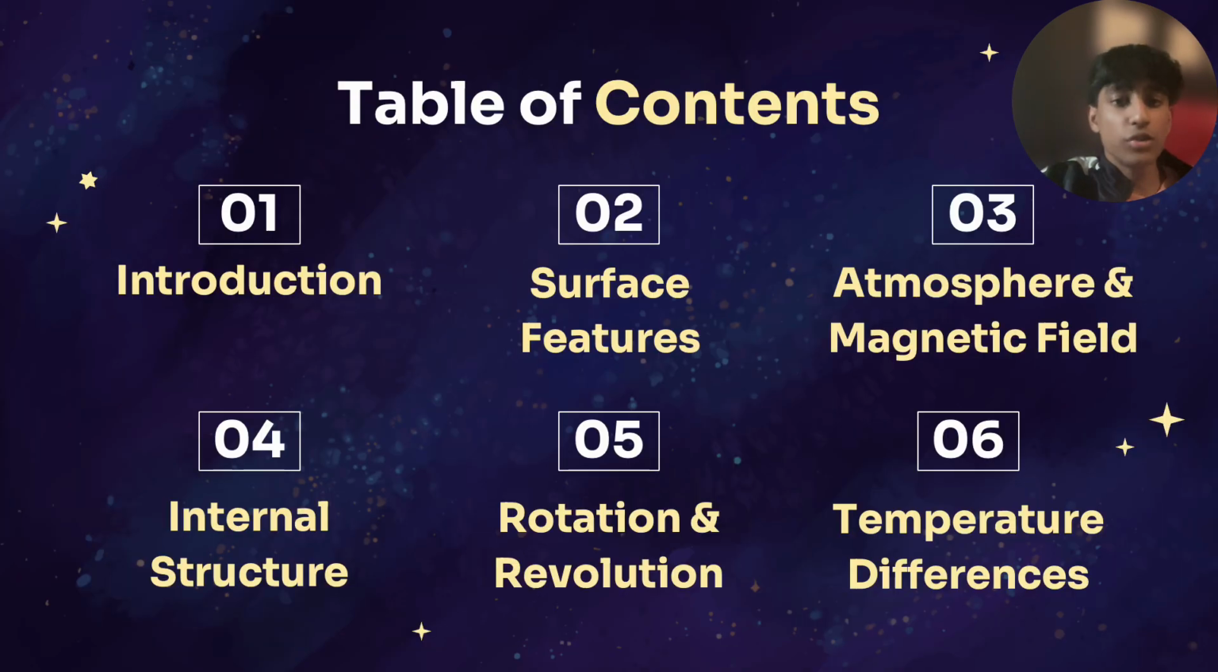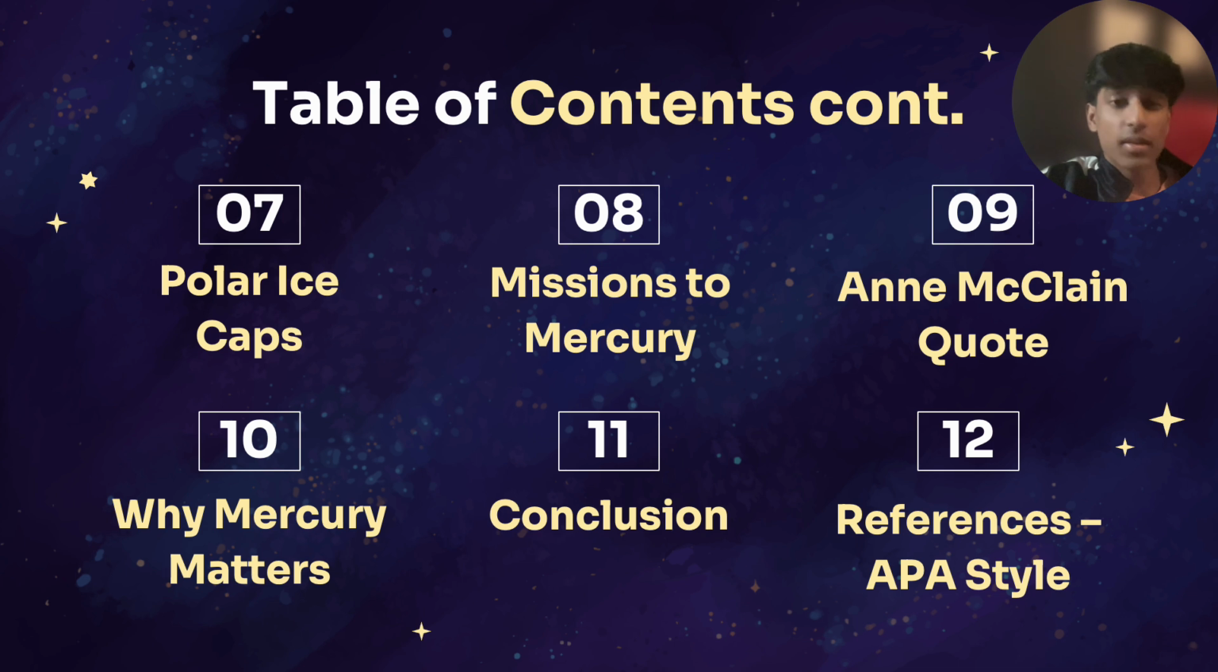I'll first introduce Mercury and explain what it is, and then I'll move on to surface features, atmosphere and magnetic field, internal structure, rotation and revolution, temperature differences, polar ice caps, missions to Mercury, explain why Mercury matters, and finish off with a conclusion and references.